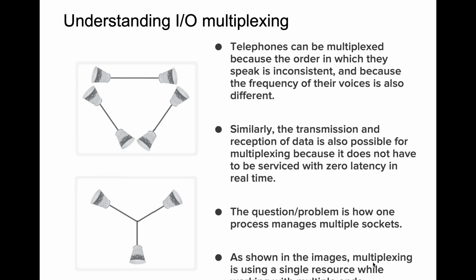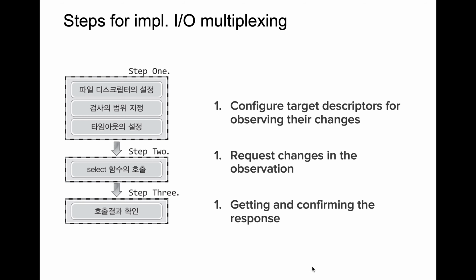As shown in the images, multiplexing is the feature where we use a single resource, a single process, while working with multiple ends. And we can understand it by taking a look at the next explanation of how I/O multiplexing is set up and started.